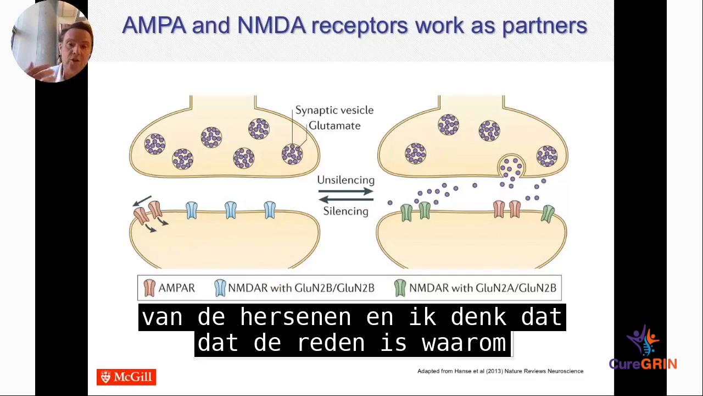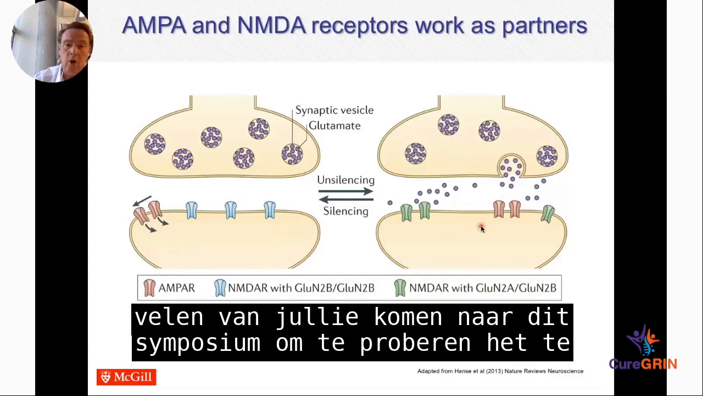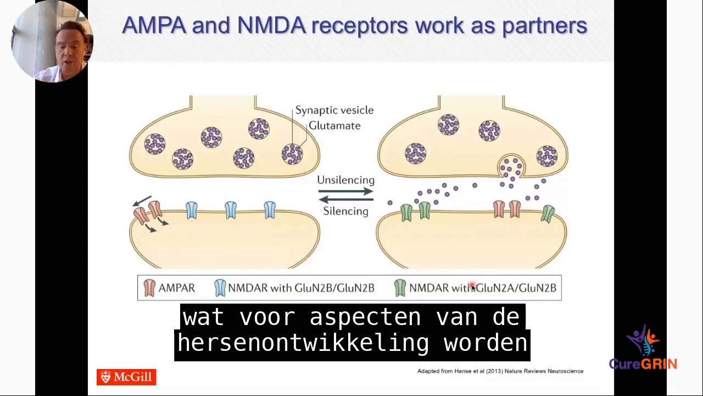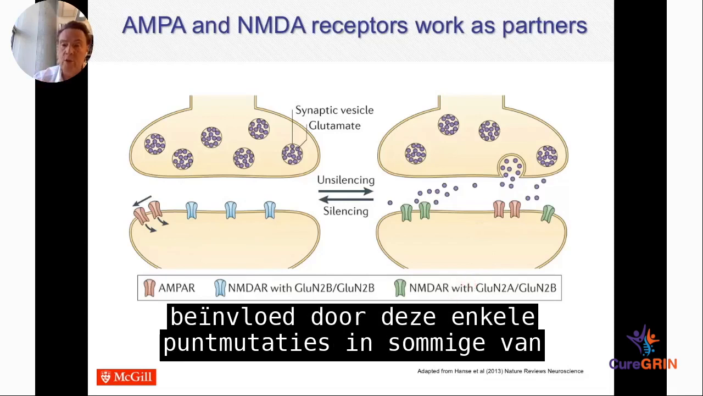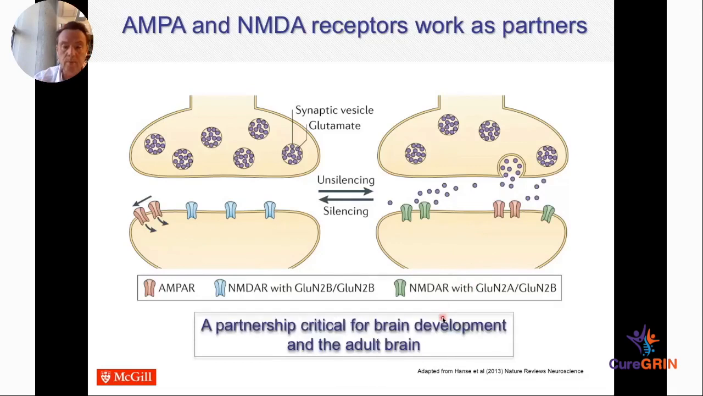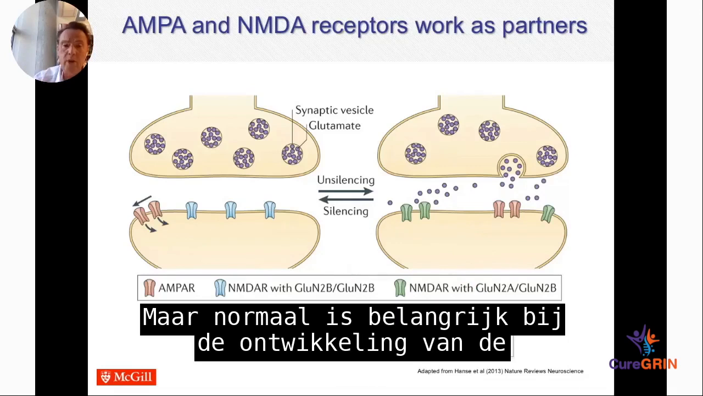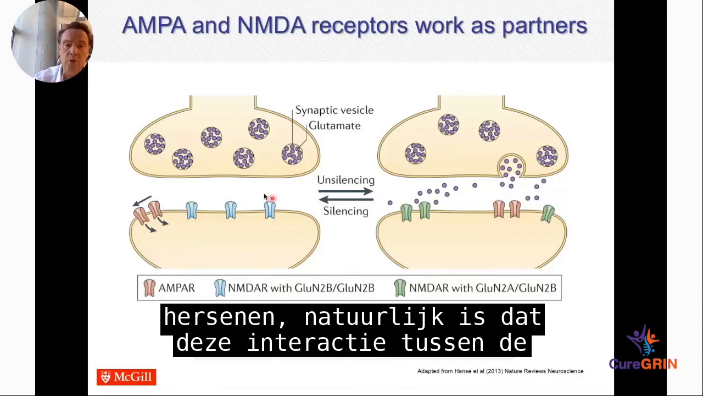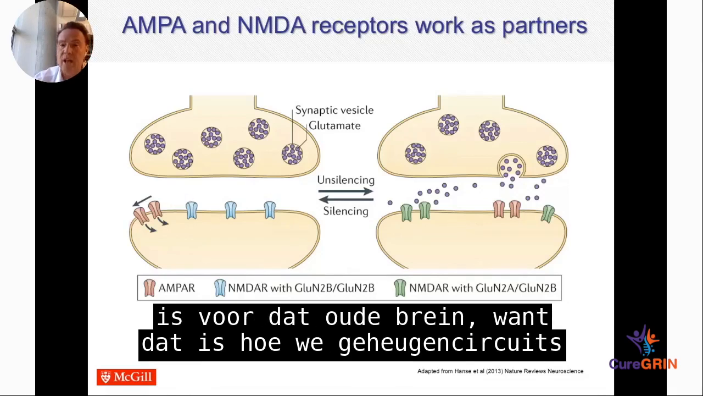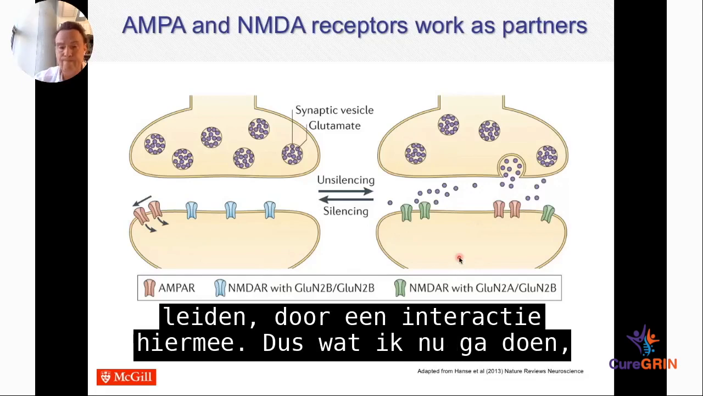And I believe that's the reason why many of you are coming to this symposium, to try to understand what aspects of brain development are being affected by these single point mutations in some of these proteins that we're talking about. But not only is it important in brain development, this interaction between the NMDA receptors and the AMPA receptors is also critical for the adult brain, because that's how we lay down memory circuits.